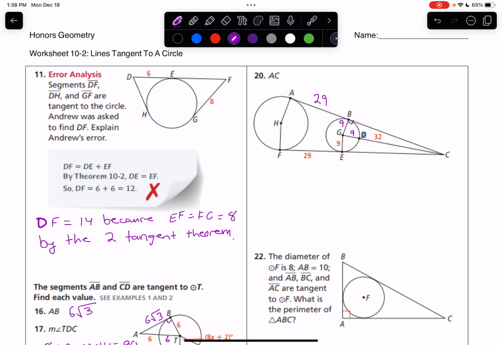So GC is 32 plus 9. 32 plus 9 is 41. 41 is the hypotenuse of triangle GBC. We can use the Pythagorean theorem to find the long leg, or BC, by saying 9 squared plus x squared equals 41 squared. When we solve the Pythagorean theorem there, we get x equals 40. So BC equals 40. So AC, what we're being asked to find, is 29 plus 40, which is 69.